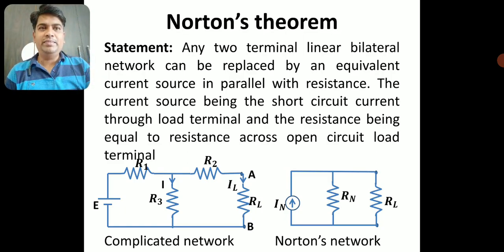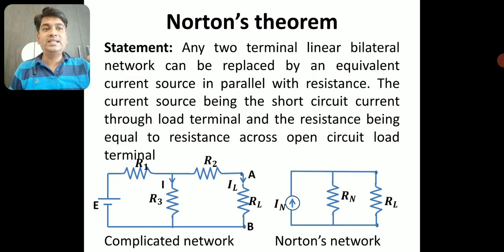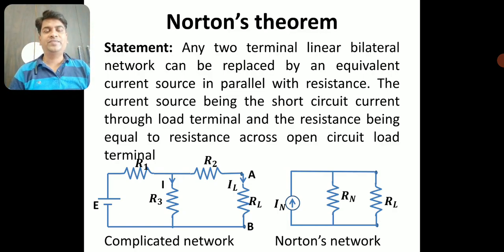So the current source being equal to the short circuit current across the load terminals A and B. And the resistance which I am calling Rn, the resistance being equal to the resistance across this open circuit load terminal. So again it's the same load terminals A and B. Look at the effective resistance at this terminal. This effective resistance must be equal to the resistance which I have taken in a Norton's network, which means a simplified network. Okay. Right. So it is a kind of correlation.